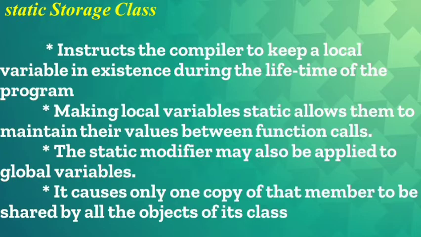The static modifier may also be applied to global variables. When this is done, it causes that variable's scope to be restricted to the file in which it is declared. In the C programming language, when the static storage class is used on a global variable, it causes only one copy of that member to be shared by all the objects of its class.